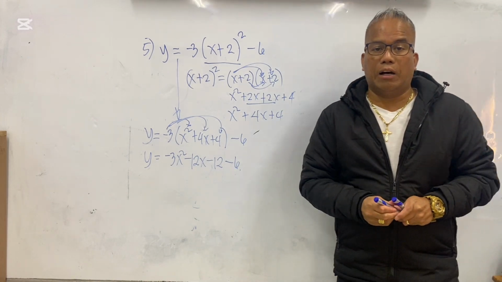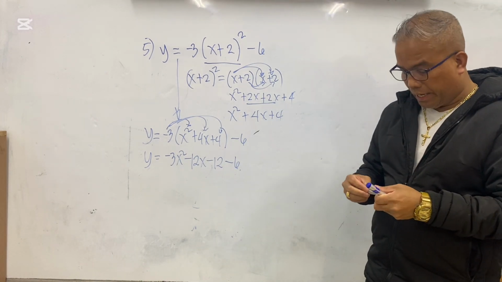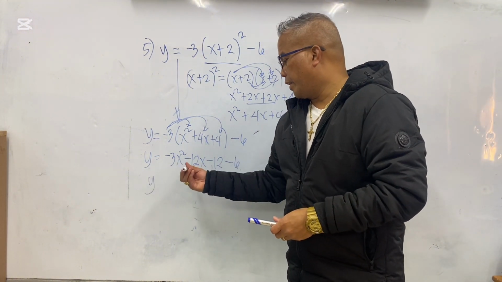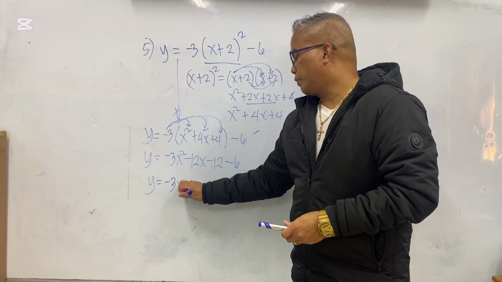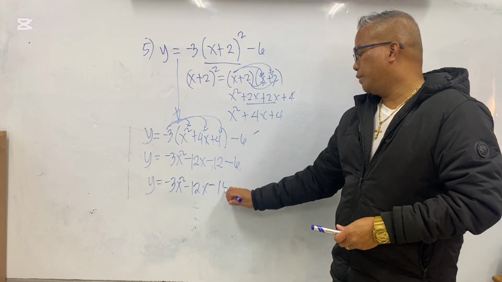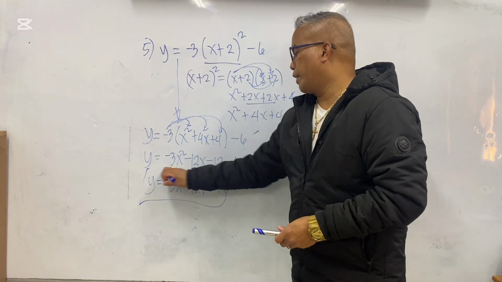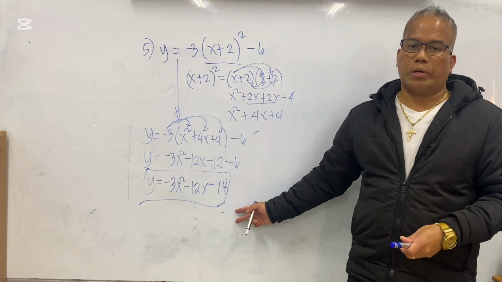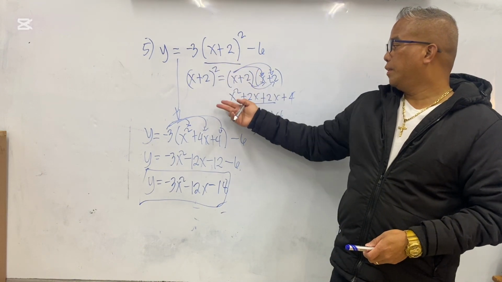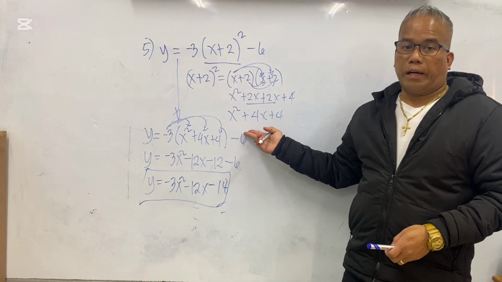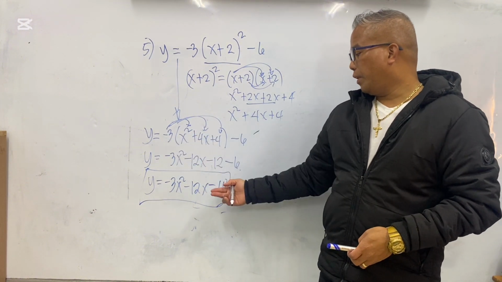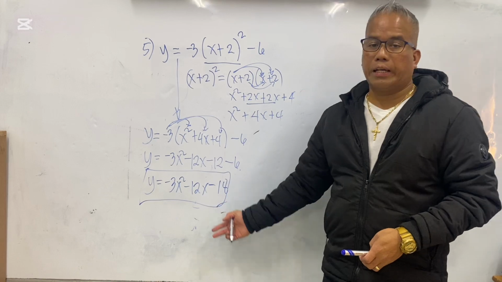So the final answer now will be simplifying negative 12 minus 6. So the answer is y equals negative 3x squared minus 12x minus 18. This is the general form of quadratic equation. So just simplify first this, then the result will be trinomial. And then multiply it by negative 3, then simplify this, you will get the answer.